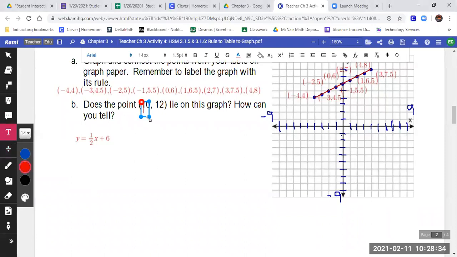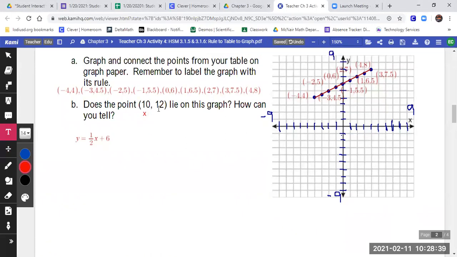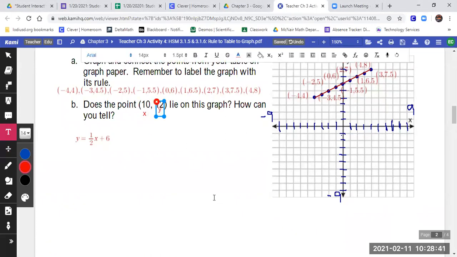So remember, this is our x. This is our y. They're asking us to check. Does that work? Okay. Our graph doesn't go high enough because this is 10, 12 and our graph stops at 9.